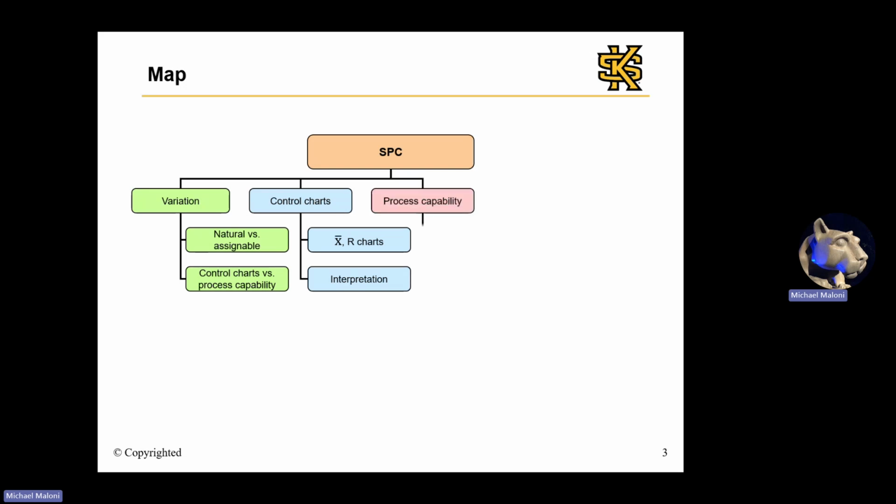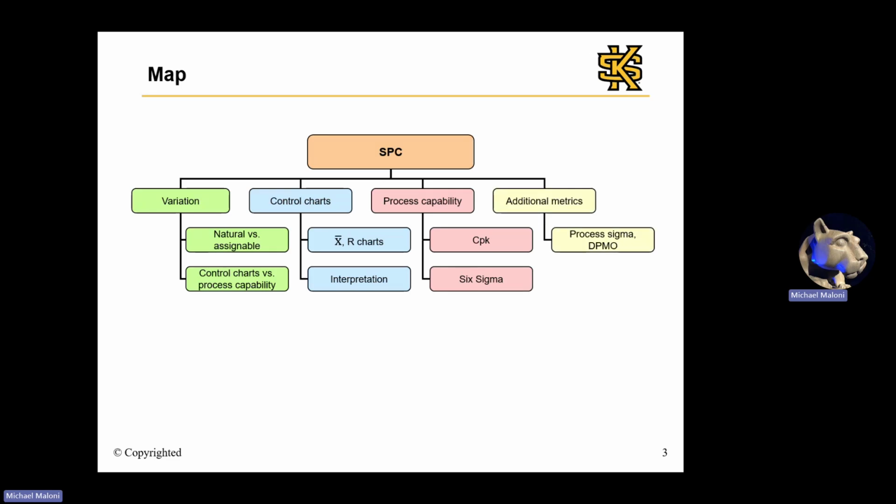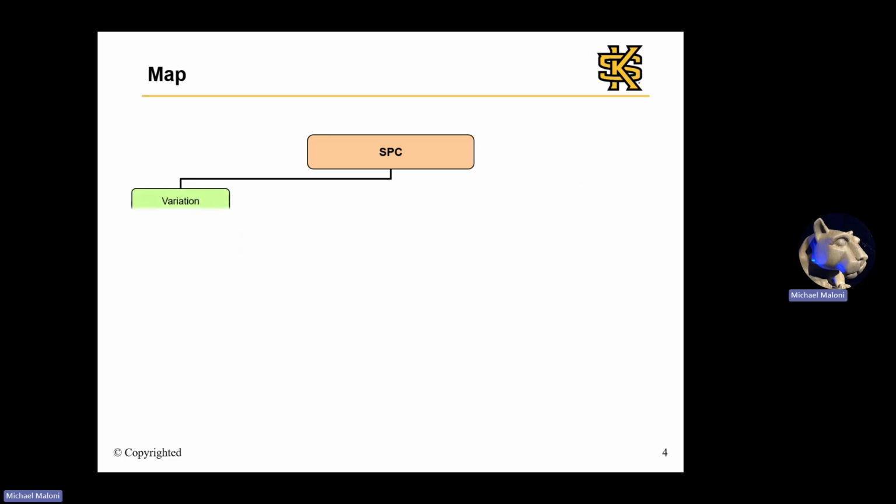We'll then learn process capability with CPK and relate that to Six Sigma. They're really the same calculation. And then finally, we'll cover additional metrics, including those that you'll see later in your CSSC manual as you prep for the certification exams. So let's start with the difference between natural and assignable variation, then how control charts and process capability help us to evaluate the quality of a process.